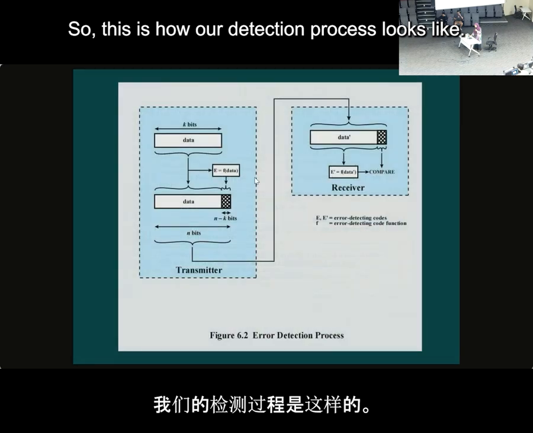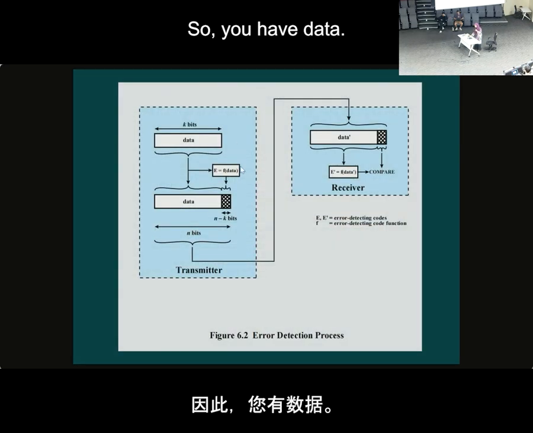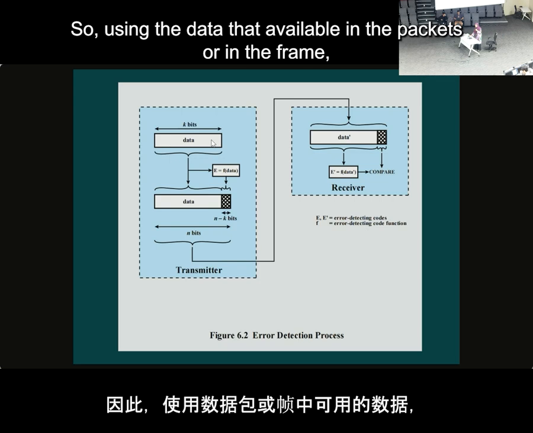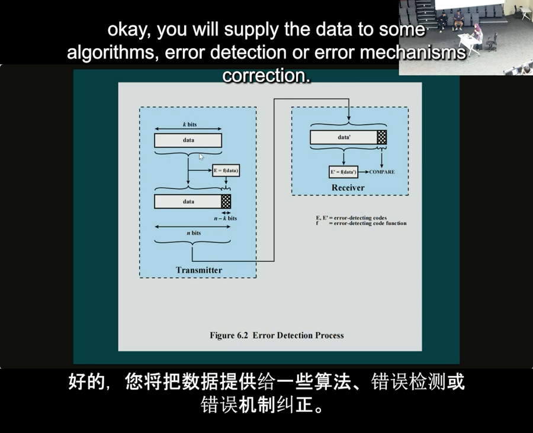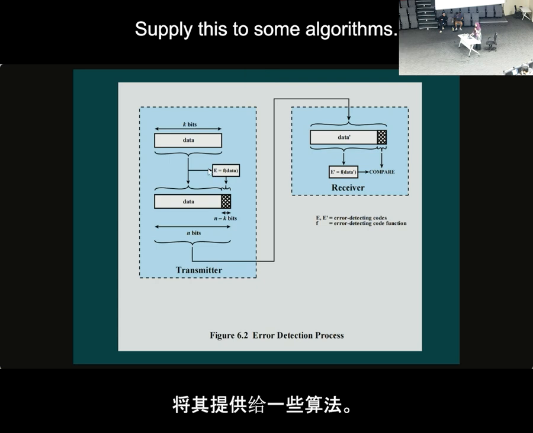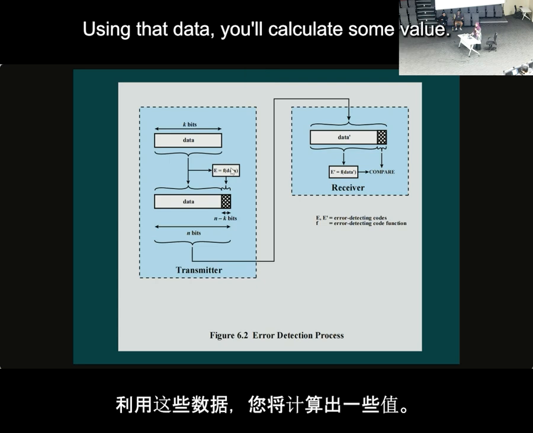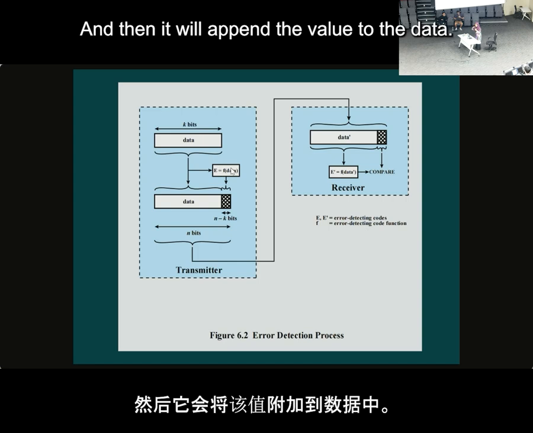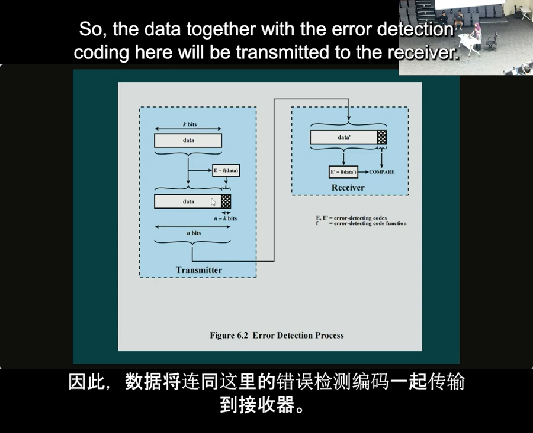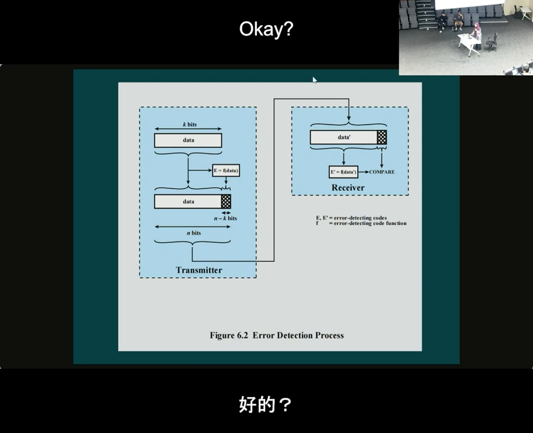So this is how the detection process looks. You have data. Using the data available in the packets or in the frame, you supply the data to some error detection or error correction algorithm. Using that data, it will calculate some value, and then it will append the value to the data. So the data together with the error detection code will be transmitted to the receiver.